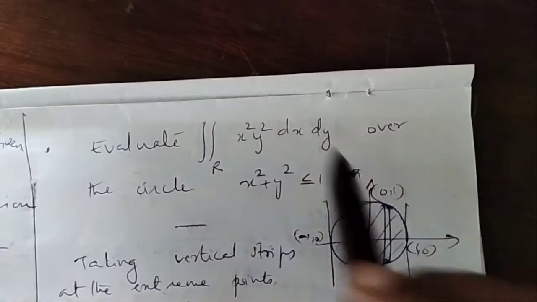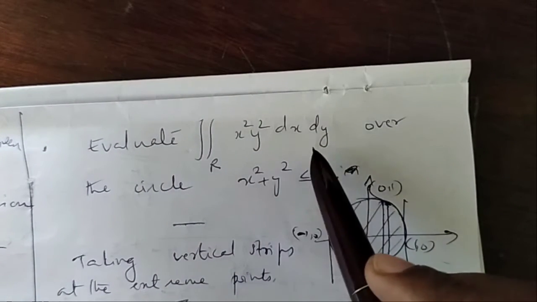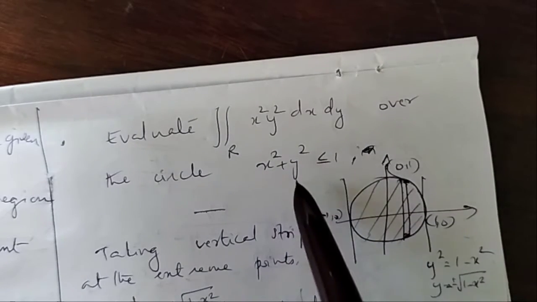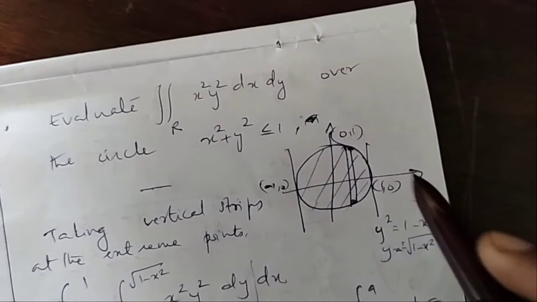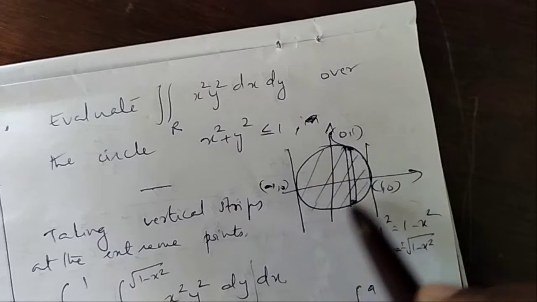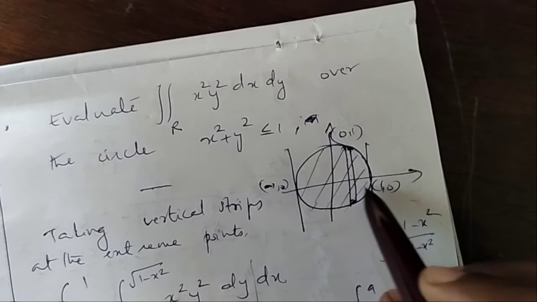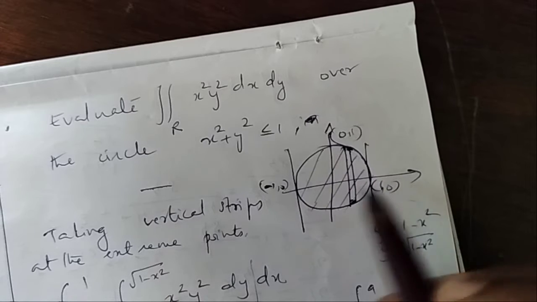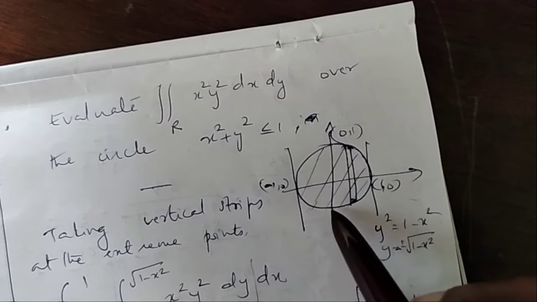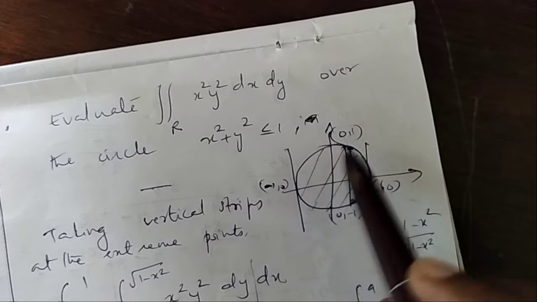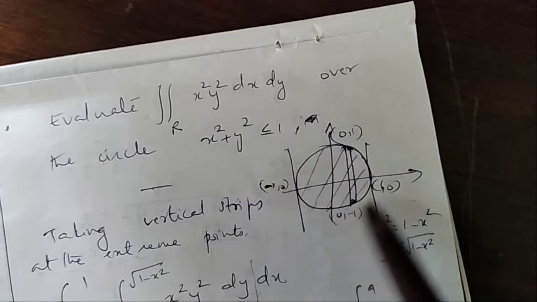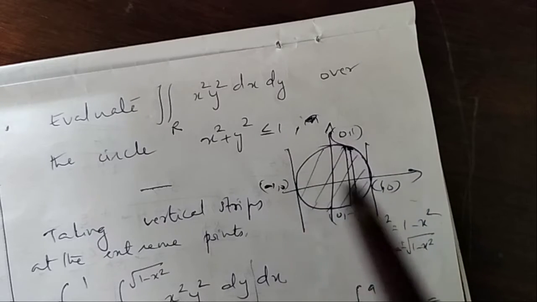So next question, evaluate the double integral over R of x square y square dx dy, over the circle x square plus y square less than or equal to 1. So x square plus y square is equal to 1 is a circle, with endpoints at (1, 0), (0, 1), (minus 1, 0) and (0, minus 1). So the region is the whole circle. Less than or equal to 1 means the inside portion of the circle.